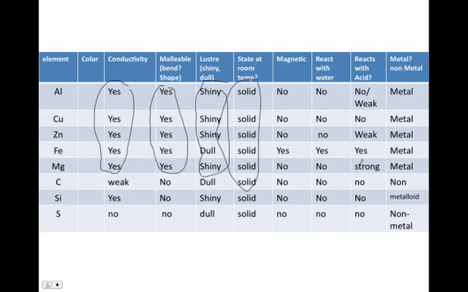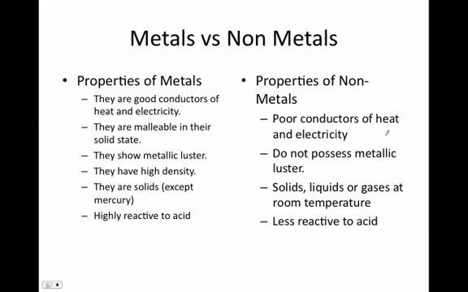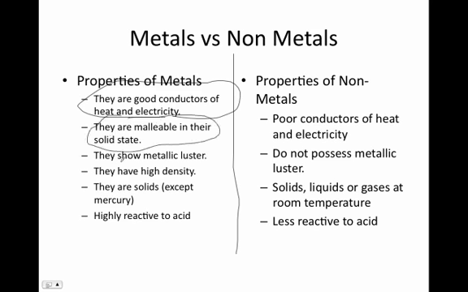And most react with acid. So in general, here are some properties that we should know that differ between metals versus non-metals. Metals are good conductors of electricity and heat. They are bendable or malleable in their solid state. Most of them show a metallic luster, have a high density, and they're solid, except mercury, at room temperature, and they're reactive to acid.